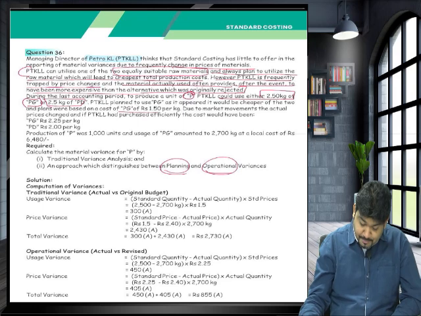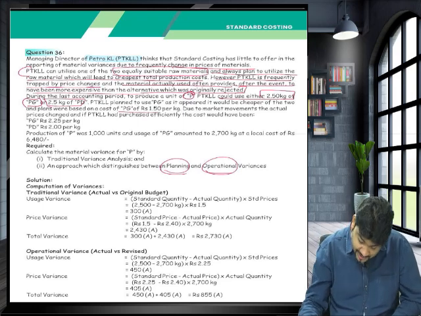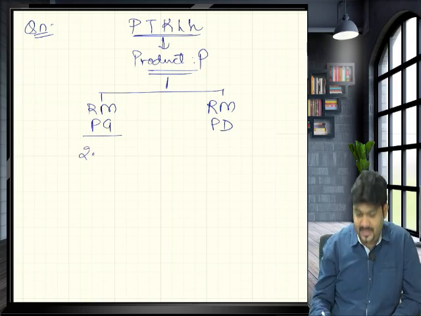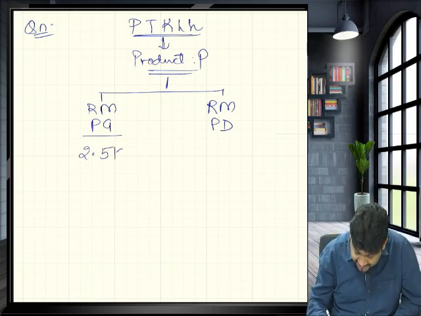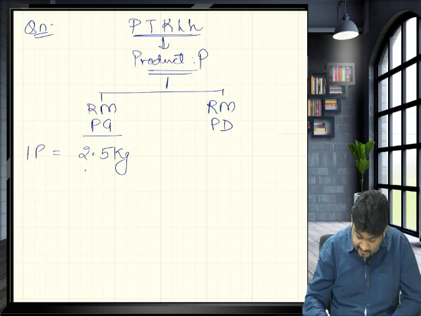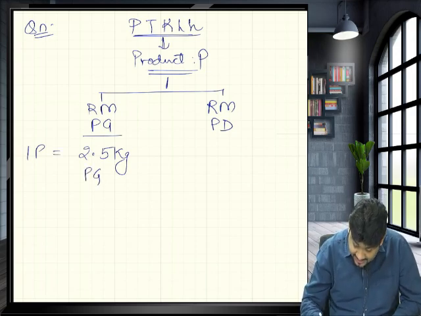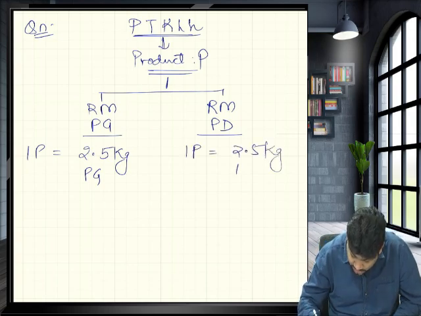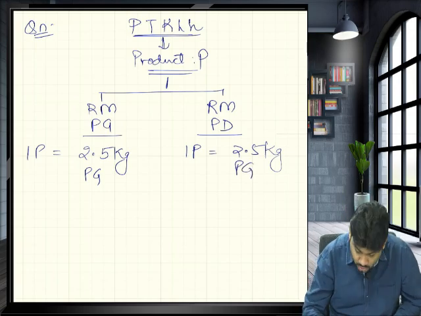Continuing. How much do we use? 2.5 kg of either raw material. So even if we purchase PG, we need 2.5 kg. For 1 P, we need 2.5 kg of PG. And in case of PD, if I have to make 1 P, I need 2.5 kg of PD. Yes or no? Are we clear till here? Okay, continuing.